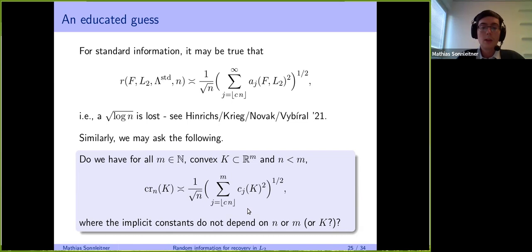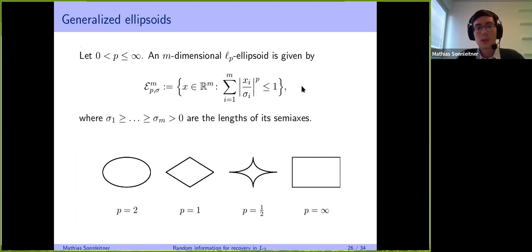Okay, and to investigate this, we looked at some further special case of bodies, namely ellipsoids, Lp ellipsoids, which generalize the usual ellipsoids by allowing a p instead of the two. And p can be infinite, then we take the maximum. And here are some examples. So p equals 2 is just the usual ellipsoid. And for p smaller than 1, we get non-convex shapes. But I will discuss this maybe later.